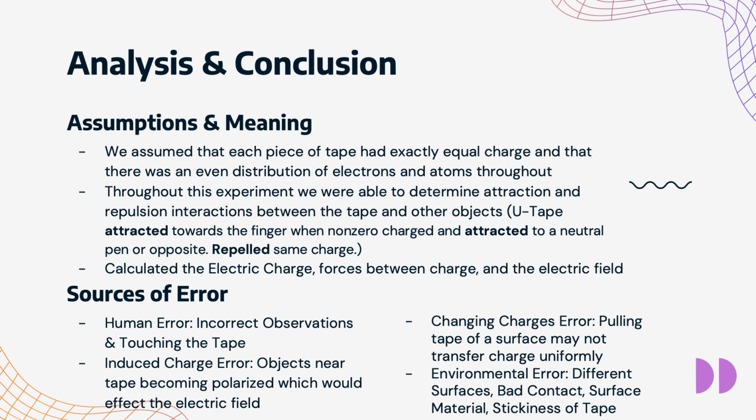There's a changing charges error. Pulling tape off a surface may not transfer charge uniformly. And finally, the environmental error: different surfaces, bad contact, the surface material, and even the stickiness of the tape could all have been factors for sources of error.